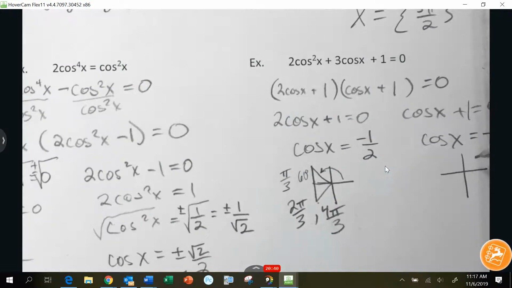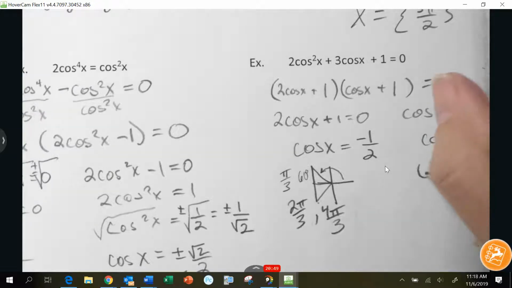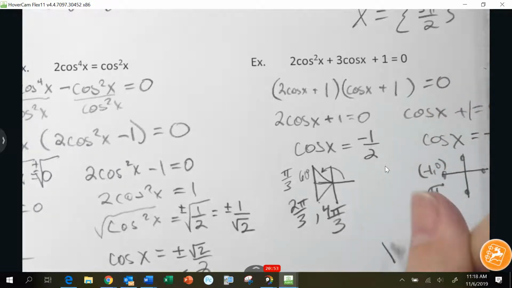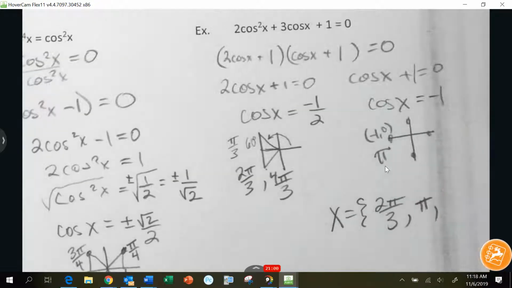Then I go over here and I say, where is cosine negative 1? That's the kind that are right on the axes. To be negative, it's got to be on this side, so it's going to be at pi. And then the correct order would be 2 pi over 3, pi, and 4 pi over 3.